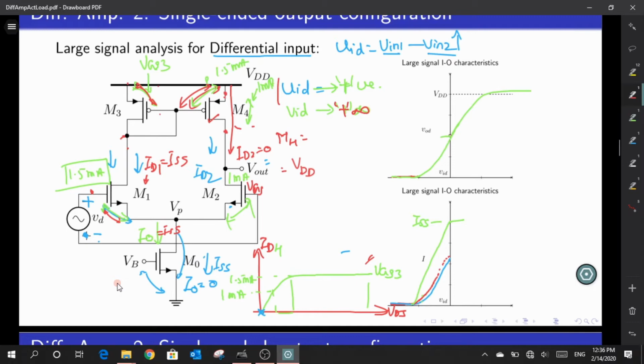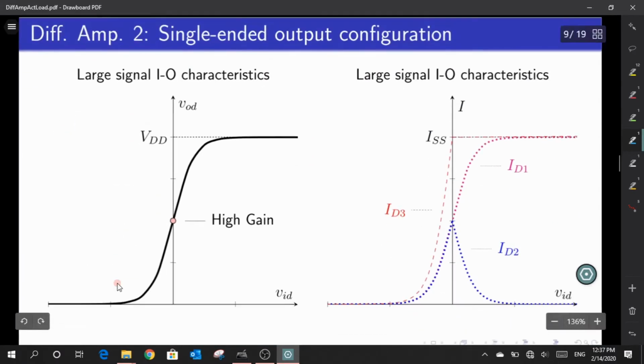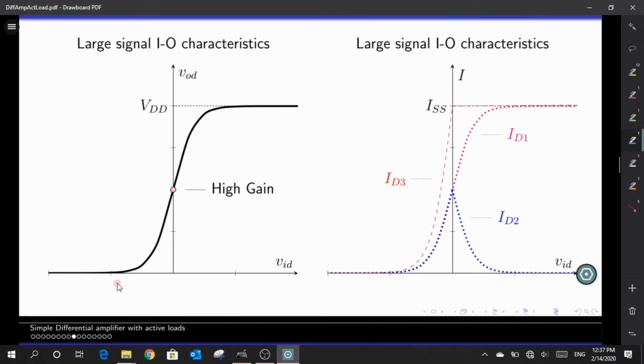Now in this case, my ID1 current will flow to the value of ISS, but what happens to the ID2? The ID2 current would then step down all the way to 0. Okay, so the entire graph I have just reflected in the next page, and this is how it is. So this is the value of ISS. Sorry, it is not ID3, it is ID0. Yeah, it is ID0.